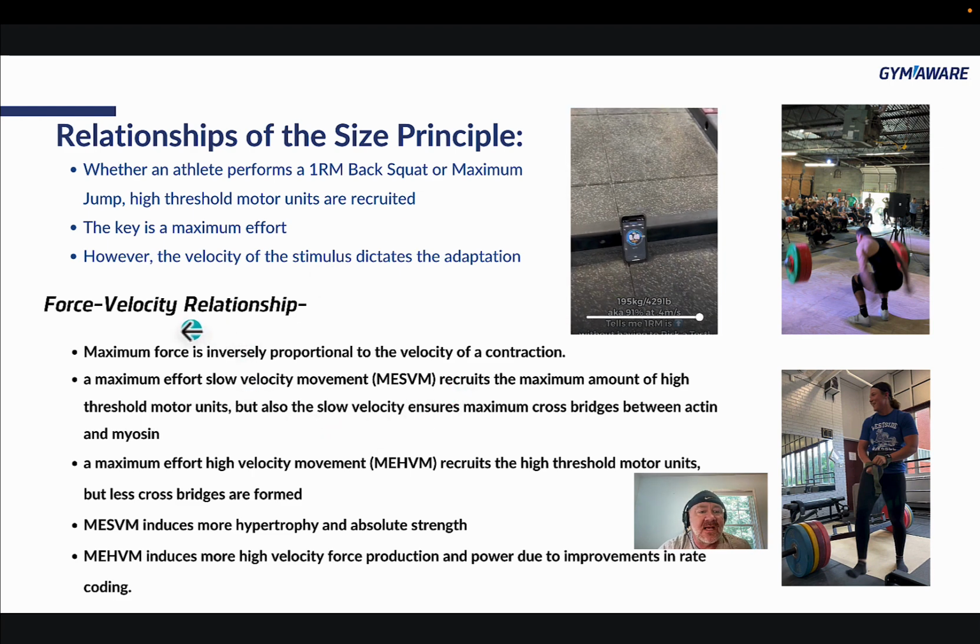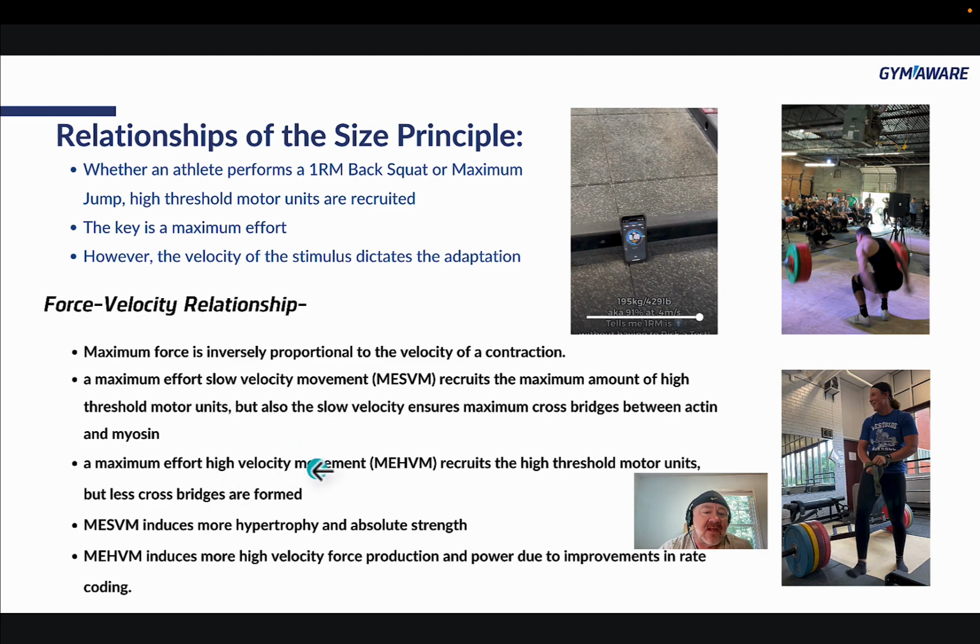So the force-velocity relationship, this is important to understand. Maximum force is inversely proportional to the velocity of a contraction, which means the faster the contraction, the less force you're going to be able to produce. So a maximum effort slow velocity movement, MESVM, recruits the maximum amount of high threshold motor units, but also the slow velocity, listen here, this is important, ensures maximum cross bridges between actin and myosin. And so that is where strength and hypertrophy start to become the adaptation that you're going to induce with very heavy, slow velocity movements.